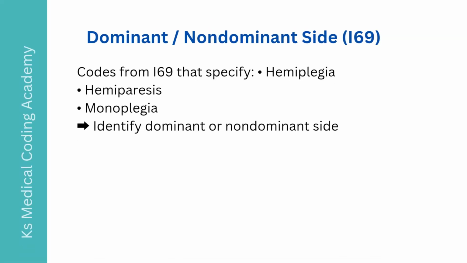Dominant, non-dominant side, I69. Some I69 codes specify hemiplegia, hemiparesis, monoplegia. For these conditions, you must identify whether the dominant or non-dominant side is affected.